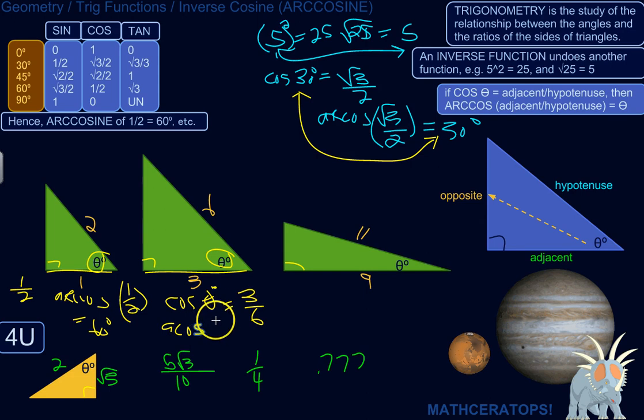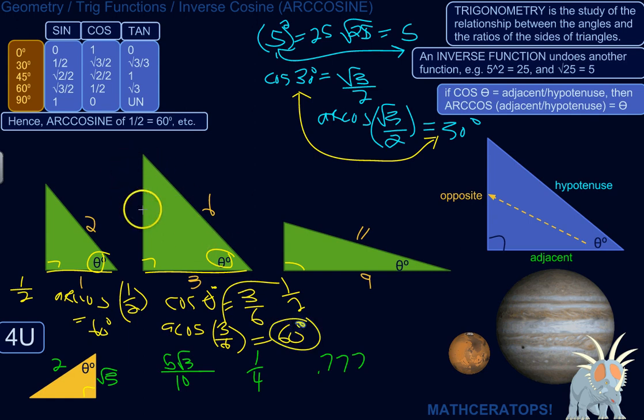Arccosine of 3 to 6 is what? Well, I don't have that on my chart. There's no ratio of 3, 6. But I don't need to start running for my calculator just yet. Why don't we just reduce this ratio? What is 3, 6 equivalent to? 3 out of 6 is the same as 1/2. So we can reduce that to 1/2. Well, what's arccosine of 1/2? 60 degrees. So the arccosine of 3, 6 is 60 degrees.